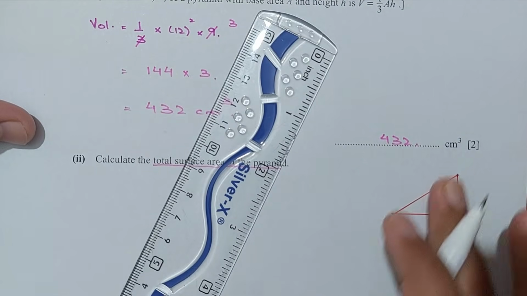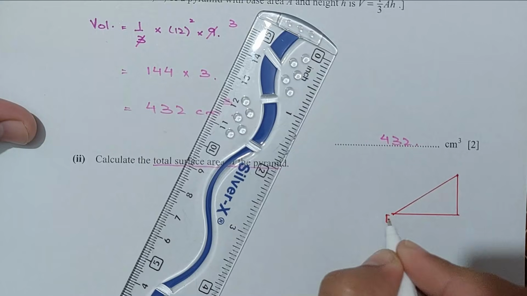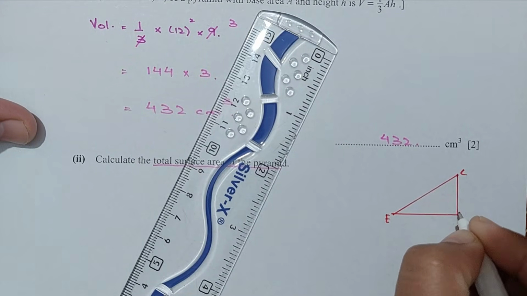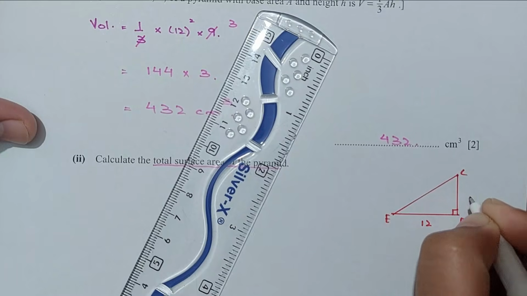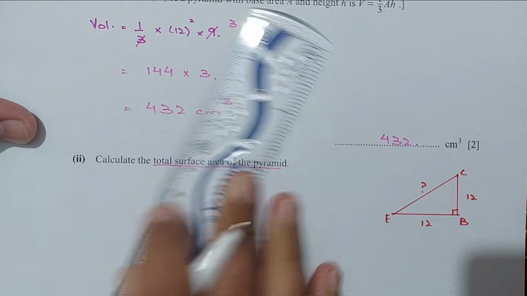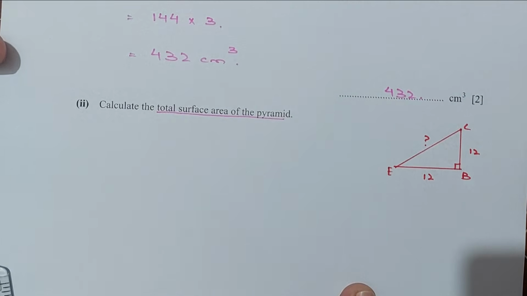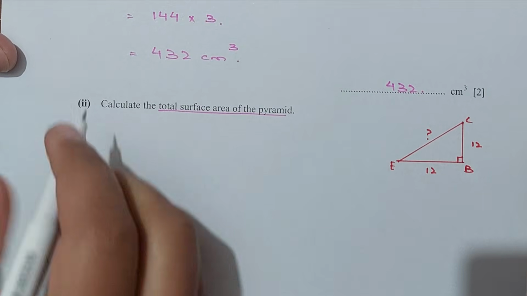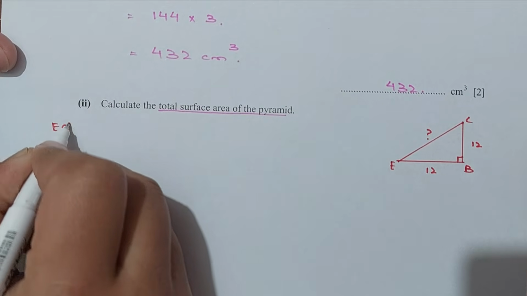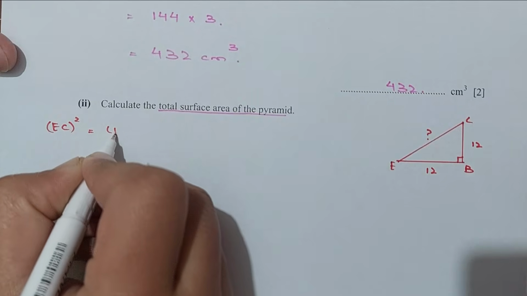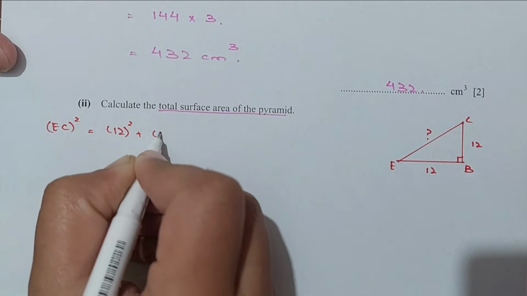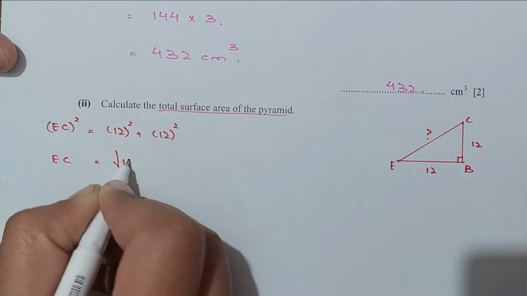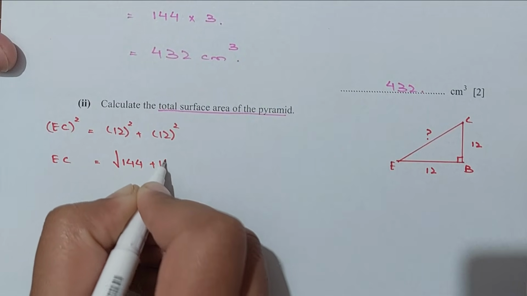E to C is one of the diagonals of the square. This is 12 and this is also 12. Let's work on the hypotenuse. It's a right angle triangle, so to get the hypotenuse, we're going to apply the Pythagoras theorem. The hypotenuse EC squared is equal to 12 squared plus 12 squared. So what is EC? It is the square root of 144 plus 144.